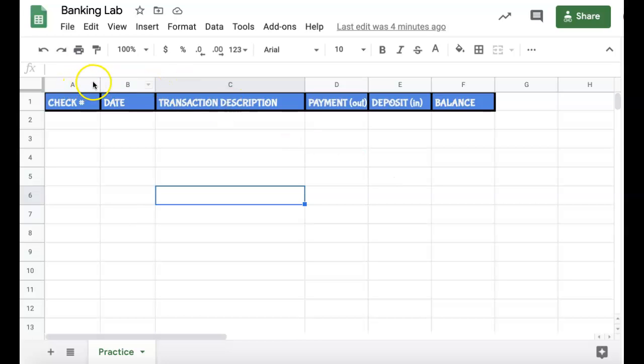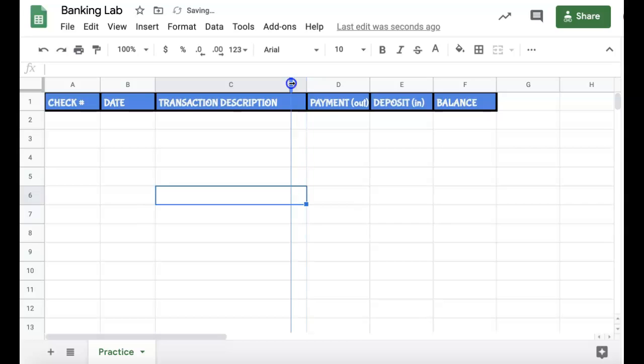So make A and B about as wide as they are here. Make column C quite a bit wider. You know how to do that from the first 2 weeks. D, E, and F about that wide. Pause the video and make sure that that's done. You can box them in, you can change the color, you can change the font, but your goal is to make it look like that.